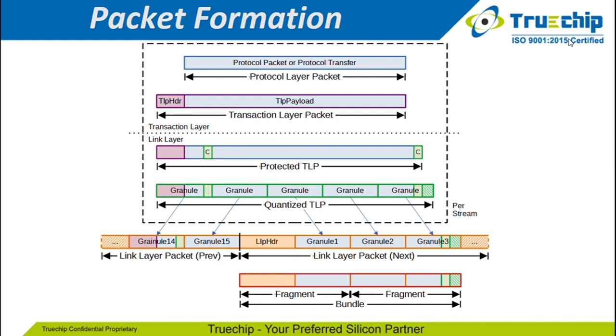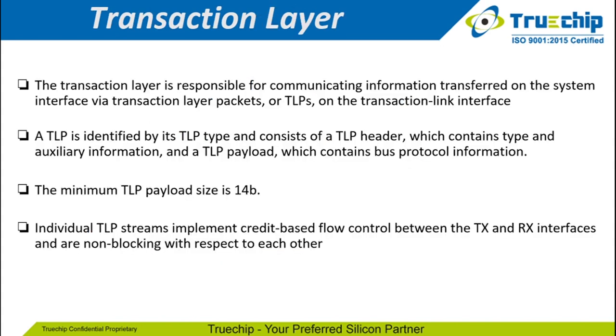And then we are sending the packet to the file layer, which depends upon the fragment size. Okay, so let's have a brief about transaction layer. The transaction layer is responsible for communicating information transferred on the system interface via transaction layer packets or TLPs on the transaction link interface. A TLP is identified by its TLP type and consists of a TLP header which contains type and auxiliary information, and a TLP payload which contains bus protocol information.